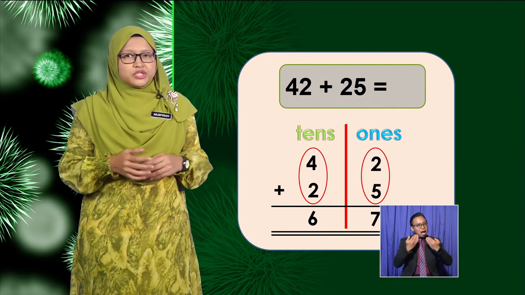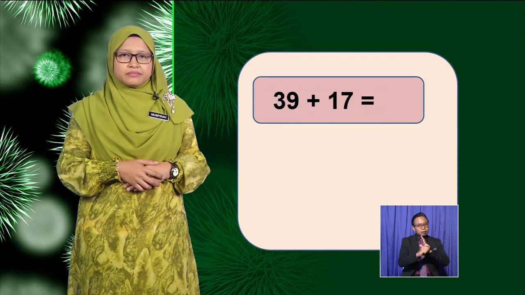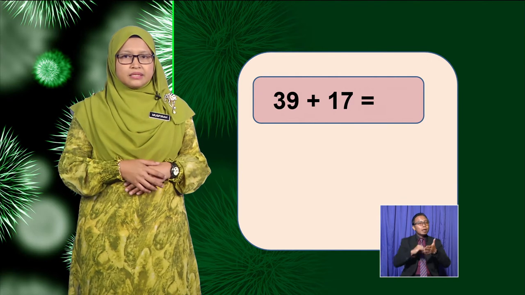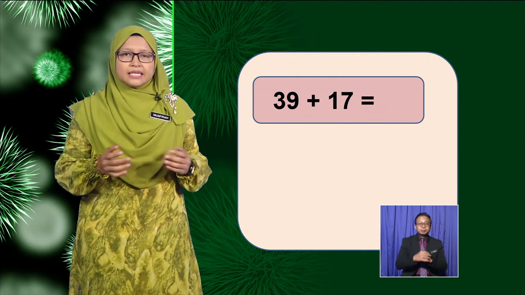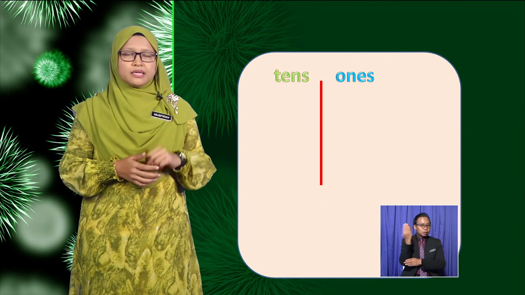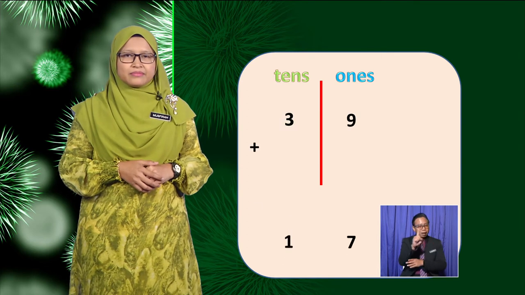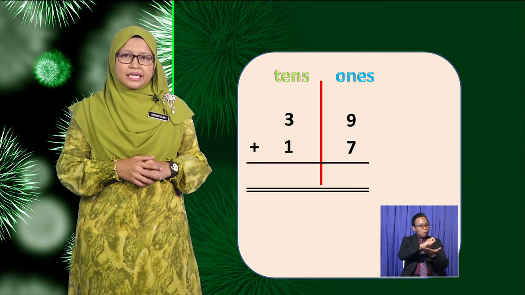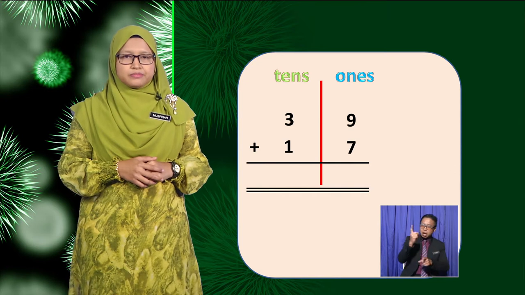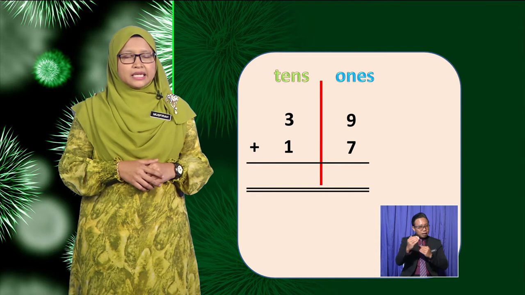How about this question? 39 plus 17. What is the answer? Let us use standard form. Draw two columns to write the value for ones and tens. Write the number in the correct place value. Then, add the numbers in the column ones.